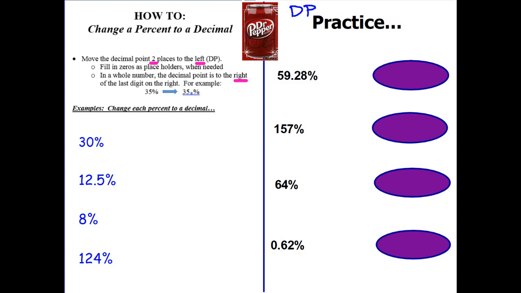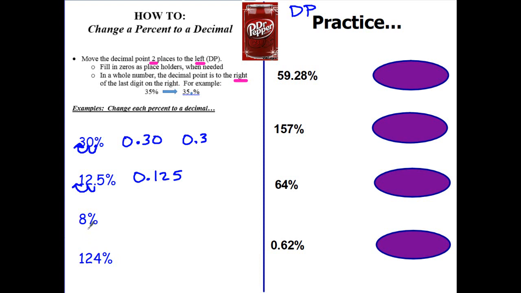Still 2 places. So 30%, 30 is a whole number, which means our hidden invisible decimal point is at the end of the 30. That decimal point is what we want to move 1, 2 places to the left. Again, you want to show moving it 2 places to the left. And our decimal point is now in front of the 3. So we get 30 hundredths, or you could drop this last 0 and just write it as 3/10. 12.5%. We have a decimal point already, so we're going to move that 1, 2 places to the left, and we get 125 thousandths.